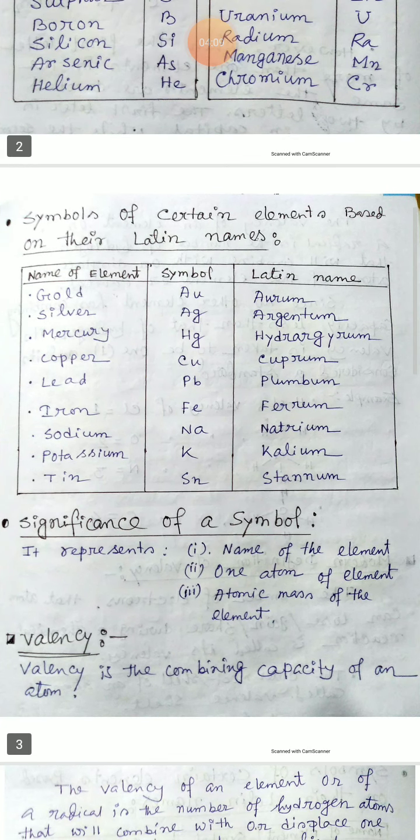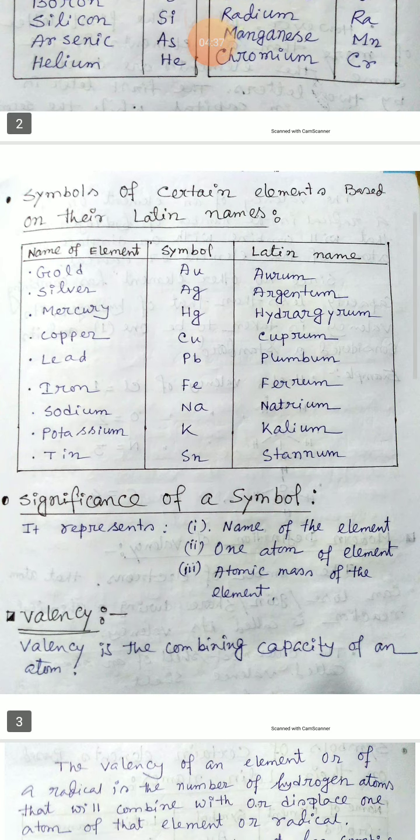Now, the significance of a symbol. A symbol represents the name of the element. Second point, one atom of the element and the atomic mass of the element. So these are the significance of a symbol. Now valency. What is valency? Valency is the combining capacity of an atom.